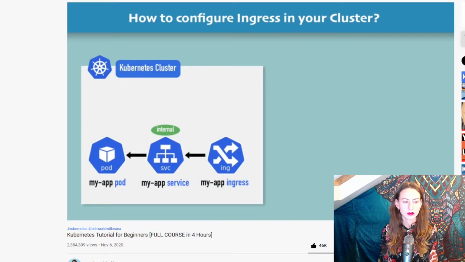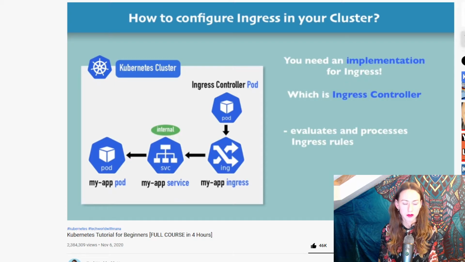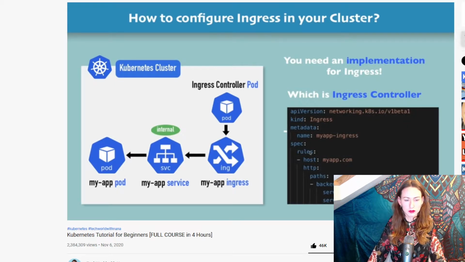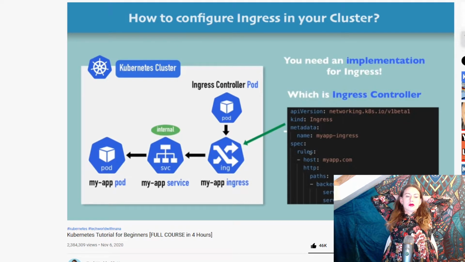So remember this diagram I showed you at the beginning? Basically you have a pod, service, and corresponding Ingress. Now, if you create that Ingress component alone, that won't be enough for Ingress routing rules to work. What you need in addition is an implementation for Ingress, and that implementation is called Ingress Controller. So step one will be to install an Ingress Controller, which is basically another pod or another set of pods that run on your node in your Kubernetes cluster and does evaluation and processing of Ingress rules. So the YAML file that I showed you with the Ingress component is basically this part right here, and this has to be additionally installed in the Kubernetes cluster.